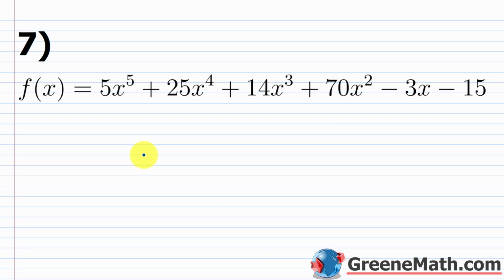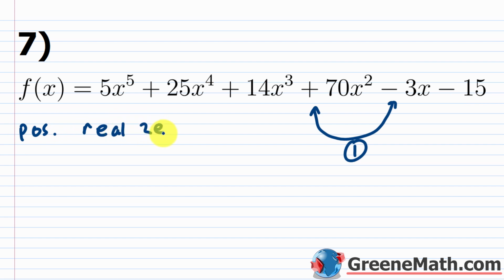All right, for problem 7, we have f of x equals 5x to the 5th power plus 25x to the 4th power plus 14x cubed plus 70x squared minus 3x minus 15. Okay, so looking at this, again, this is positive, this is positive, this is positive, this is positive, but then this is negative. So when we go from right here to right here, we have 1 sign change. This is negative, so there's only going to be 1. So when we look at positive real zeros here, there's going to be exactly 1.